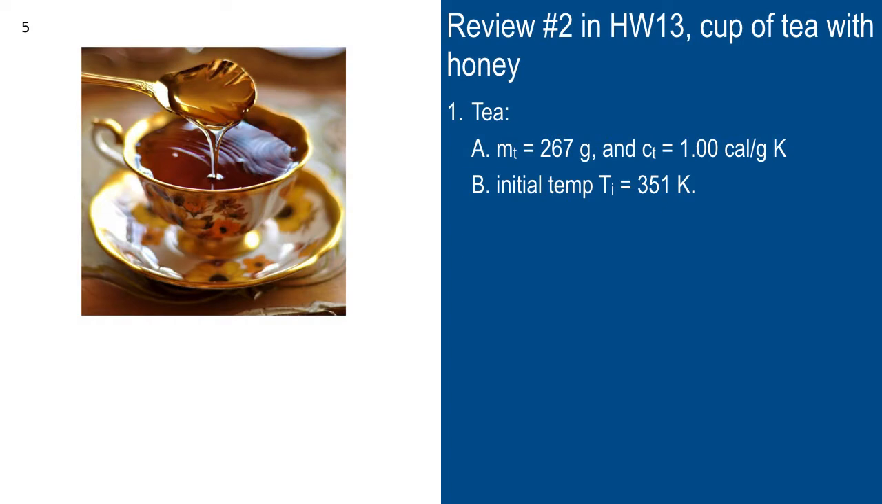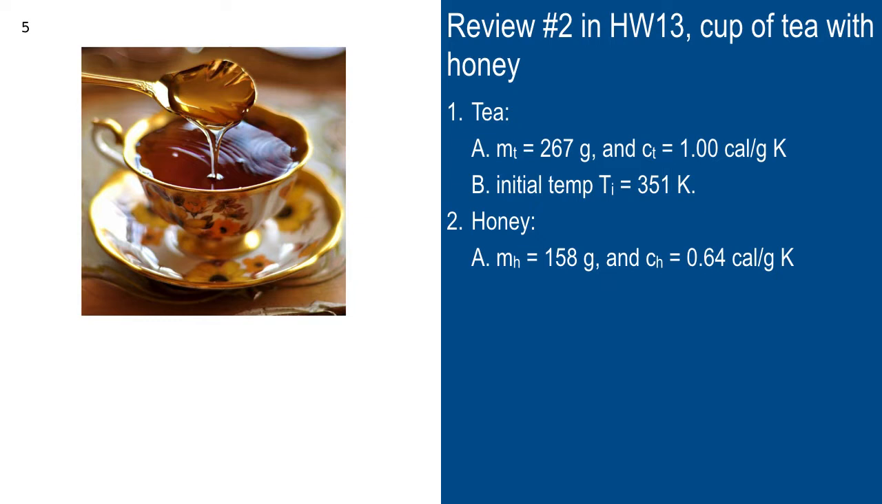So in this instance, the mass of the tea is 267 grams. The specific heat is pretty much the same as water, because tea is very close to water. It doesn't look like it, but its thermal properties are pretty close. So we just call it 1.00 calories per gram Kelvin. And in this attempt, it's 351 Kelvin to start. So that's the hot substance. Here are the specs for the honey. The honey is 158 grams in this instance, and the specific heat is 0.64.